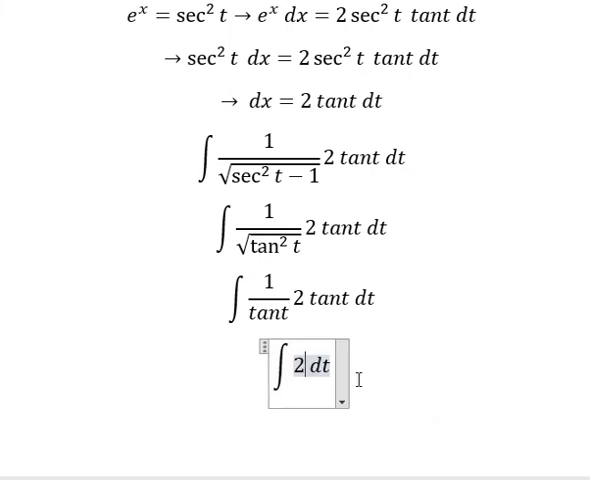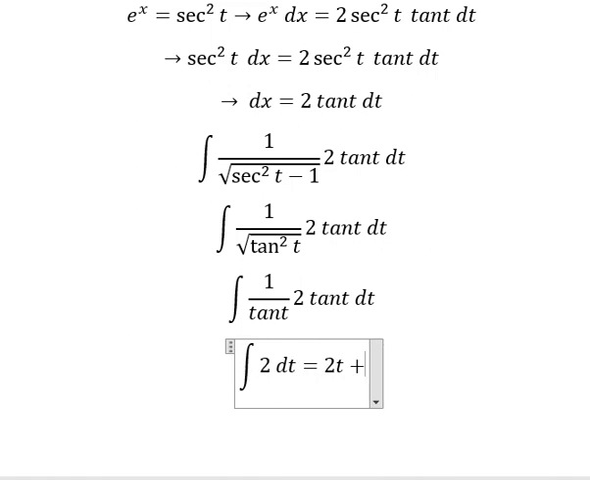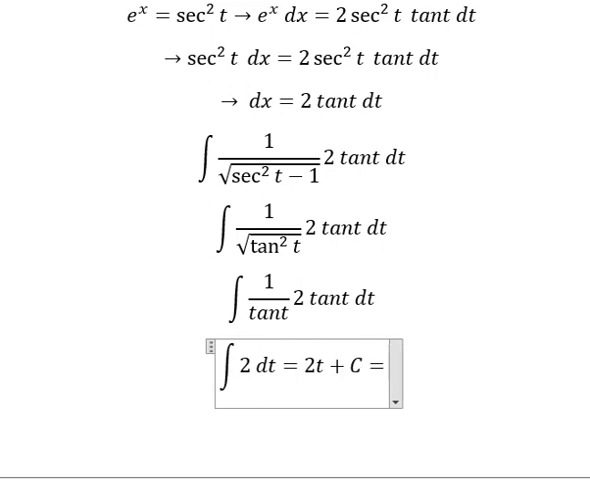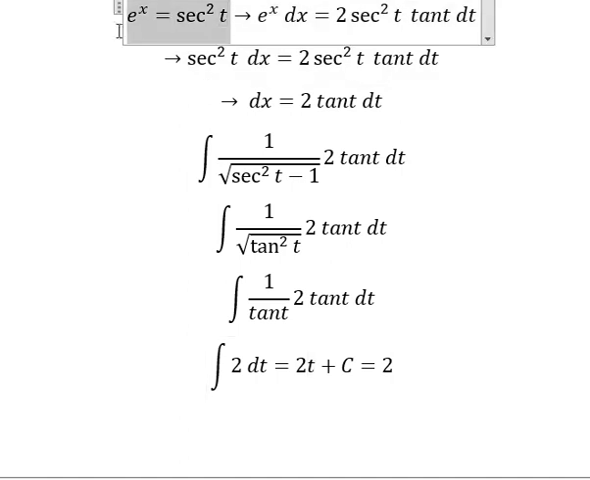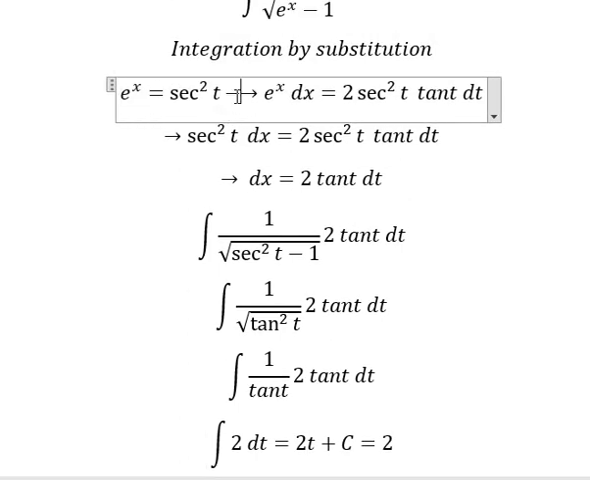So we have number 2. The integration of dt, we have t, and I will put plus c. About t, that is this one. So we put the square root on both sides.